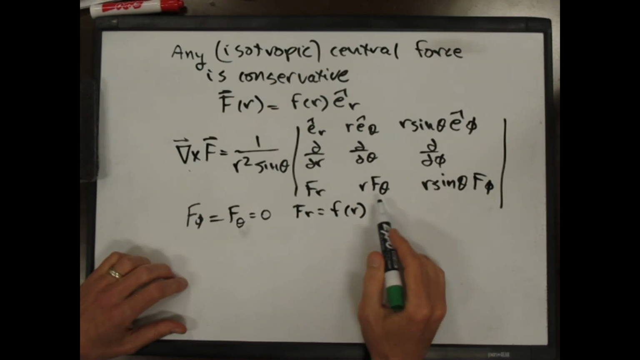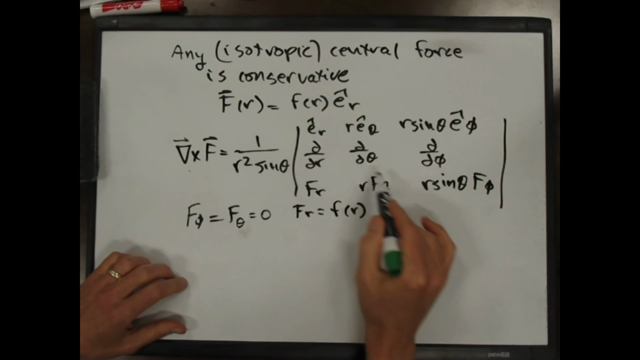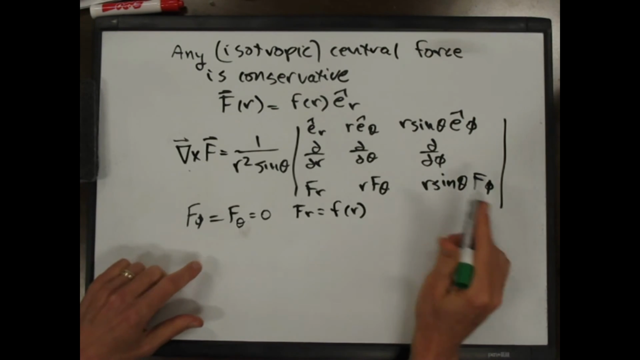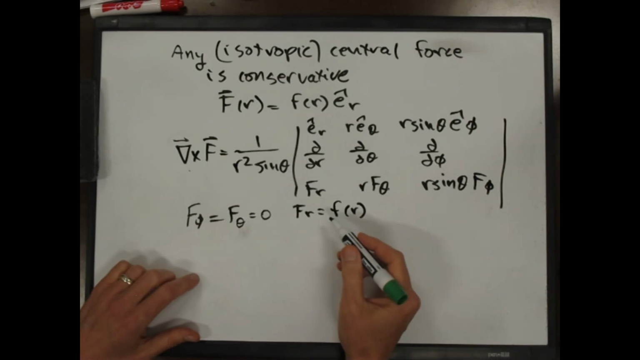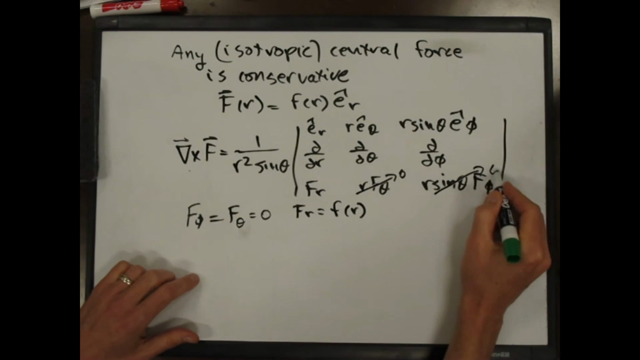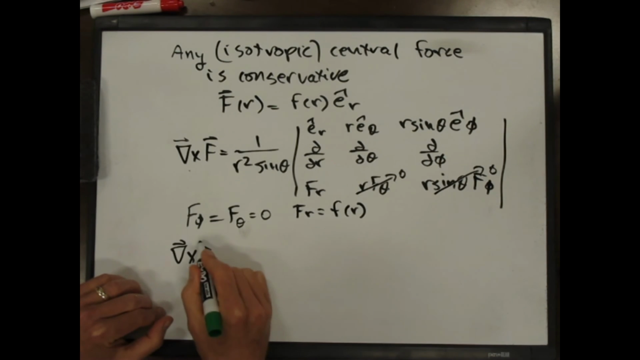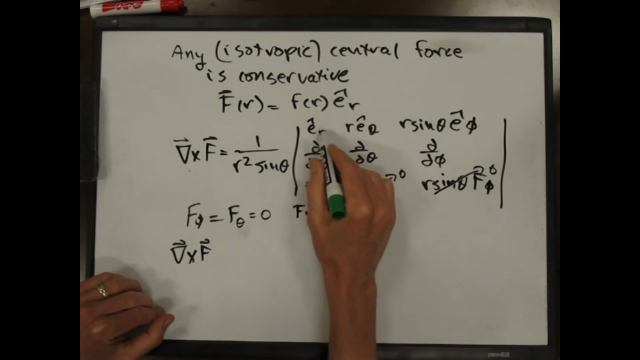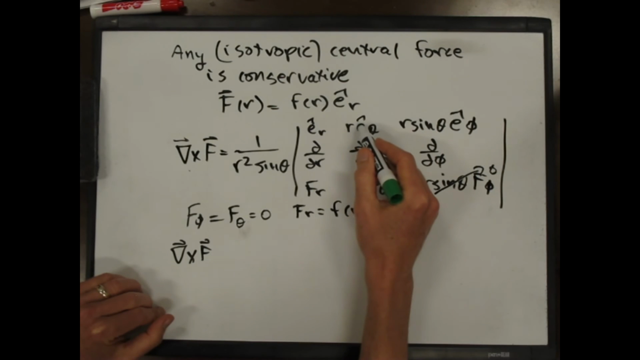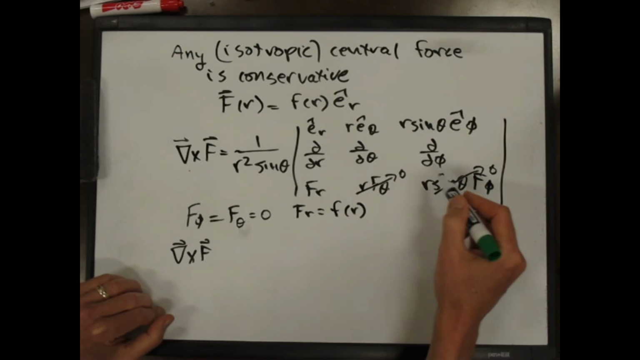It makes it easy because all of the dependence of the force is in this guy, and it's just that f of r term. These guys are both 0, that is, the force does not have any dependence on theta or phi, because we've said it's isotropic, right? And so you get a 0 here, and a 0 here, and there are only 2 terms left. So it would be this times that minus that times that. Both of those end up being 0.